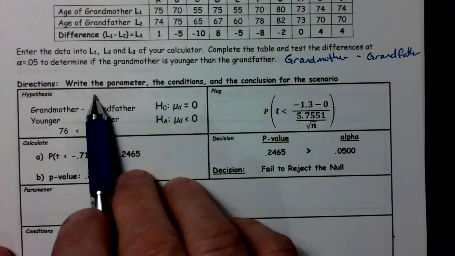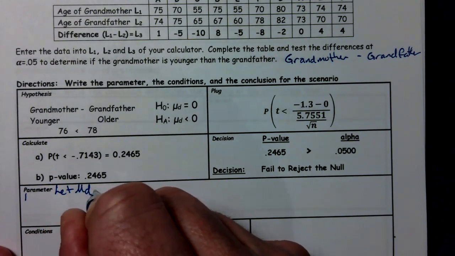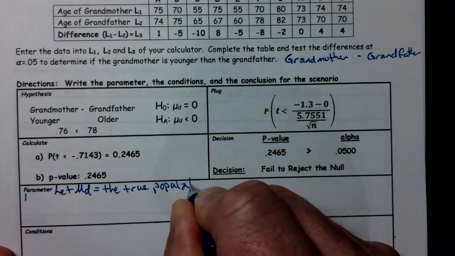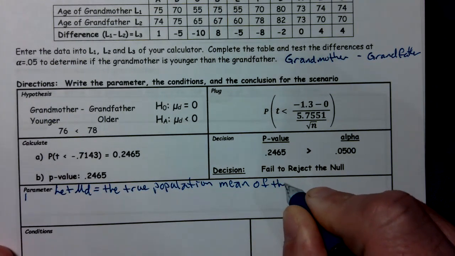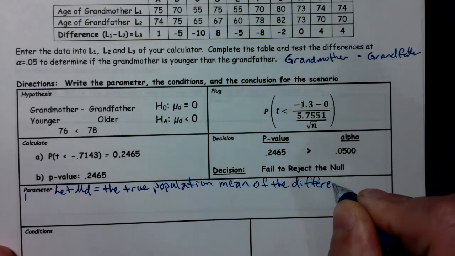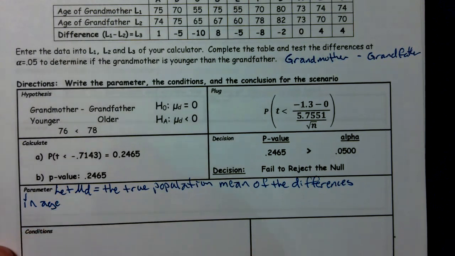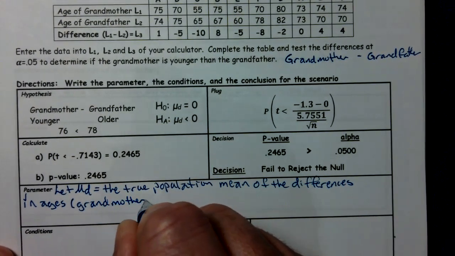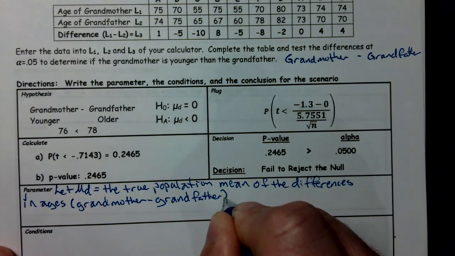So the first thing we're going to do is write the parameter. So let mu d equal the true population mean of the differences in ages, and we need to put the order: grandmother minus grandfather. Okay, that takes care of that.